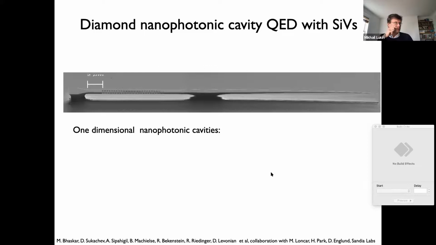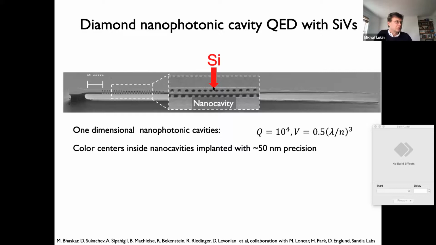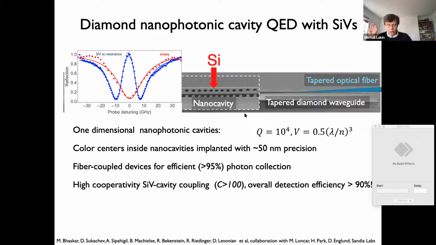So then what we do is we make devices of the type shown here. It's again like a decade of blood and sweat. This device is literally a string which is carved out of diamond. We use reactive ion etching to create this kind of string. Here, these holes are the region of this nano cavity, and we implant silicon ions in there. Then in this thin region, we come and touch it gently with a tapered optical fiber. As a result, we end up with a system where if we excite the silicon vacancy, we can get a photon click with more than 90% probability.